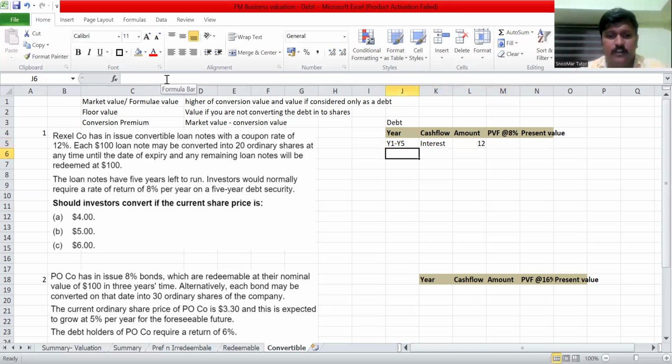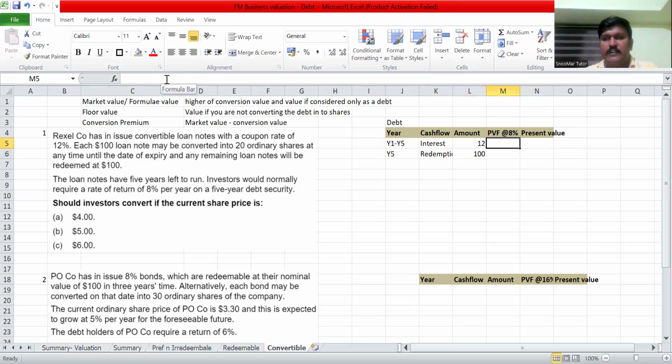Now, on the 5th year, there is another cash flow. I am considering whether this is being redeemed. Redemption is going to happen. So if redemption is coming up, what would be the value you will be looking at? You will be redeeming it at the nominal value itself. So 100 would be the nominal value.